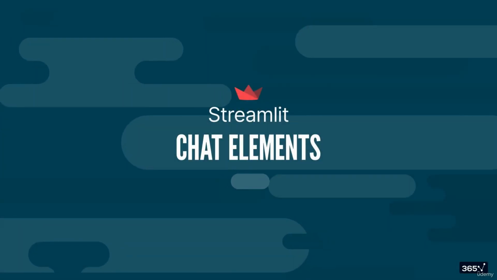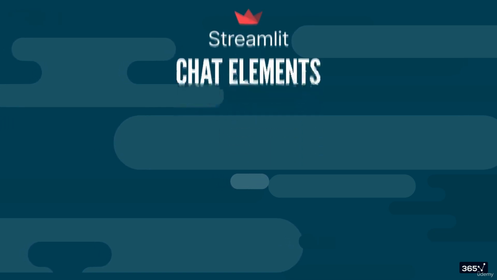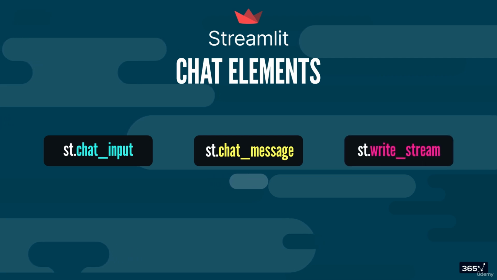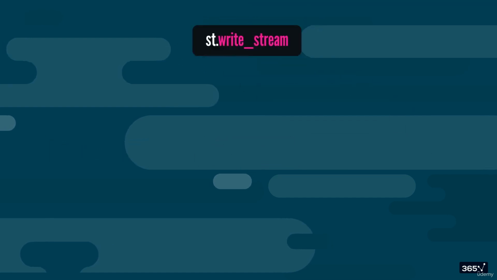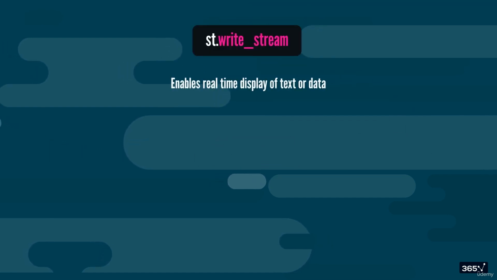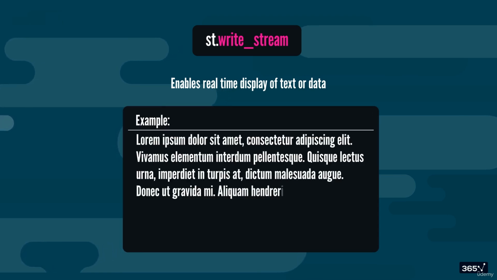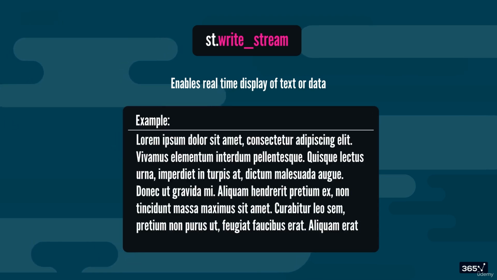Streamlit's chat elements provide visually appealing, interactive components, such as input fields, messages, and specialized text. These elements will form the backbone of our interview experience, ensuring smooth and engaging interactions. Let's explore these, starting with the write stream method, which enables real-time display of text or data, creating an engaging typewriter effect like ChatGPT. It gradually reveals text or data as it becomes available.